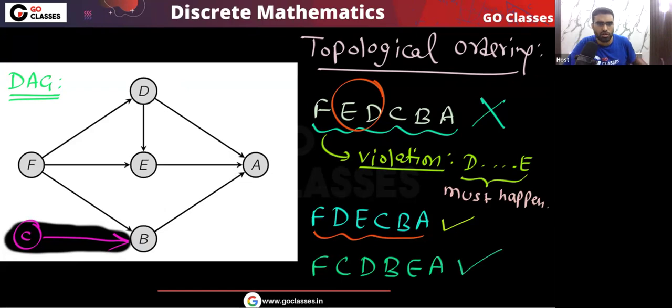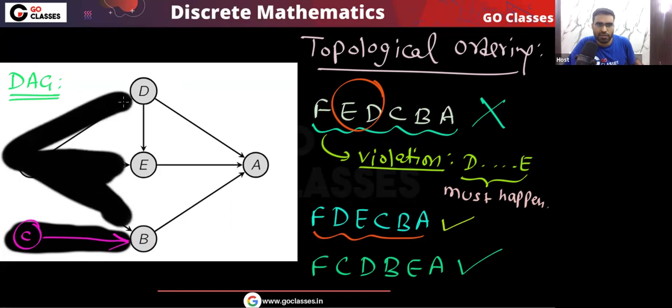Is this a topological order? Let me know. Again, yes, this is a topological order. Very simple. I'm starting with F, so delete F. Okay, I have deleted F.